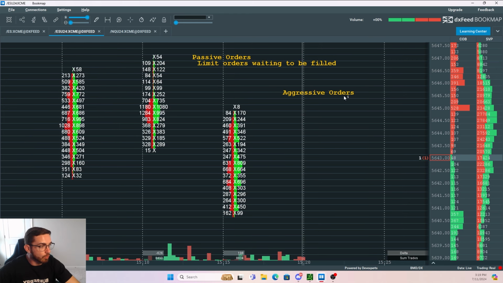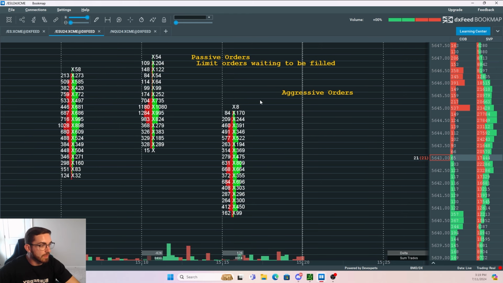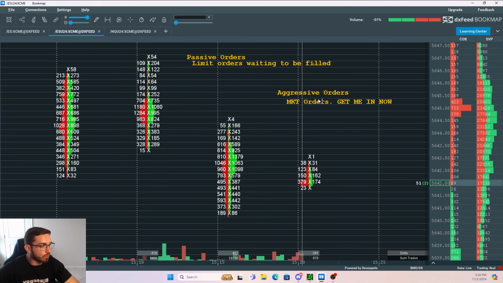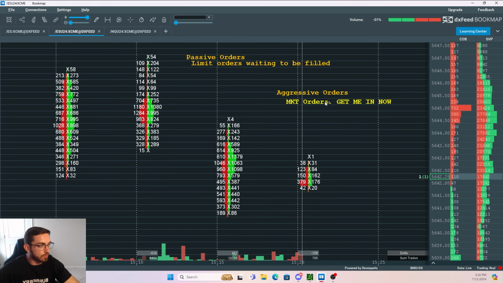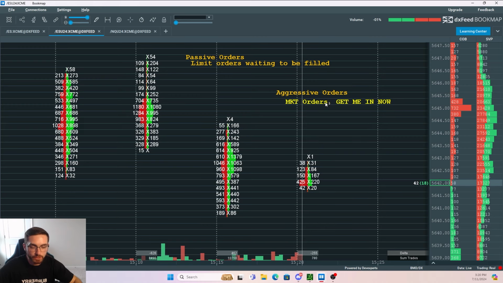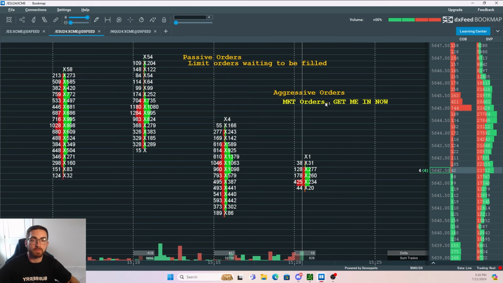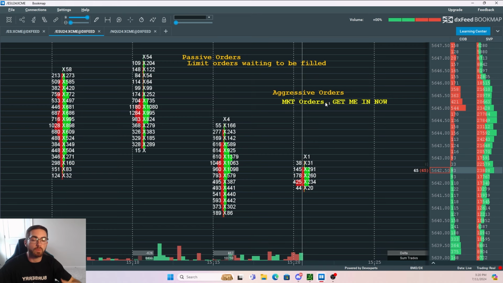Now, the second type of order is going to be an aggressive order. This is what's going to be reflected inside of the footprint chart. And what an aggressive order is, this is a market order. This is participants saying, get me in the trade right now. They don't care what price they get in. They just want to get in right this very second. And those are the kind of orders that we want to pay attention to.